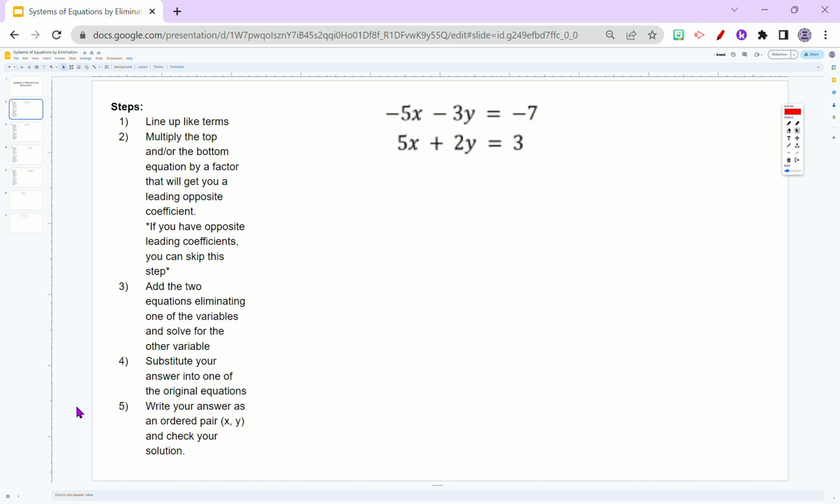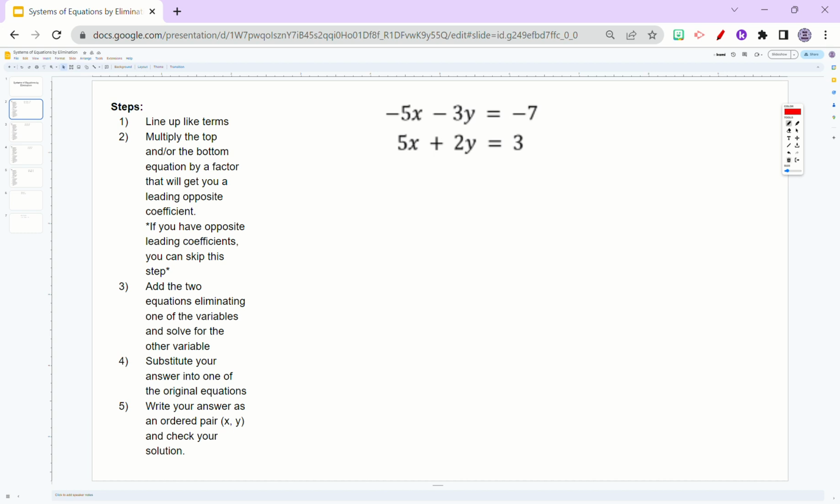So we have negative 5x minus 3y is equal to negative 7, and then we have 5x plus 2y is equal to 3. Step 1 says to line up your like terms. Here we have negative 5x and 5x. Here we have our y's, negative 3y and 2y. And here we have our constants, negative 7 and 3. Lucky for us, our like terms are already lined up.